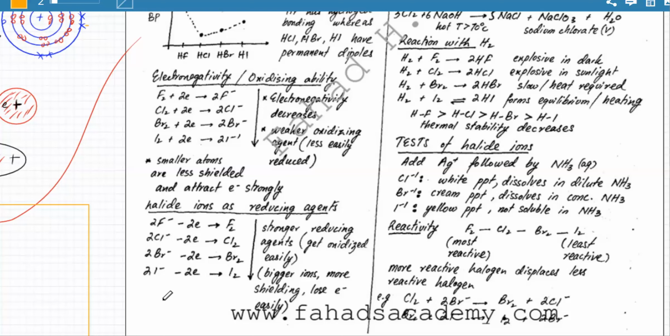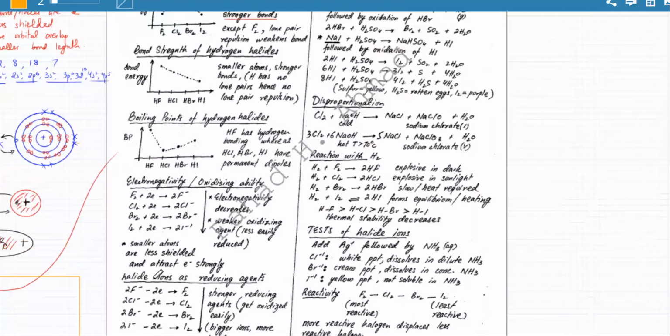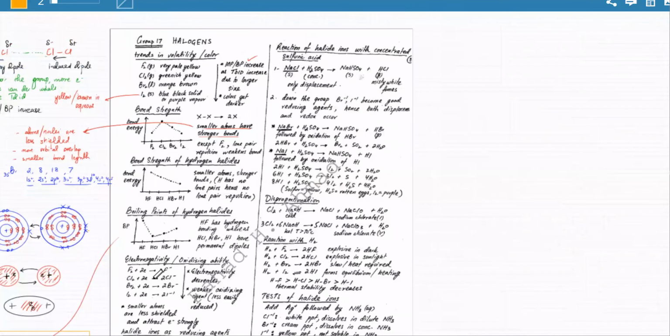When it comes to the ions, F-1 really doesn't like to lose electrons. It doesn't want to lose electrons because it's a small atom, less shielded nucleus, very strongly attracted to those electrons. I-1 would really love to lose electrons. So I-1 is a pretty powerful reducing agent. Anything that loses electrons, that gets oxidized, is acting as a reducing agent. You clear? Yes.